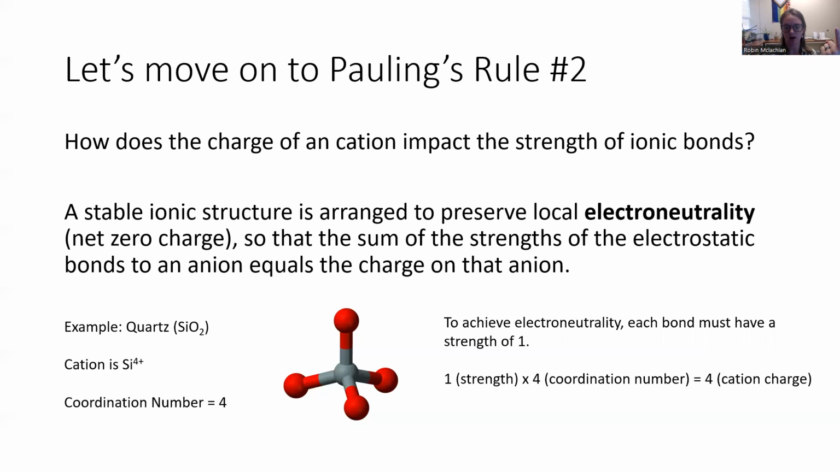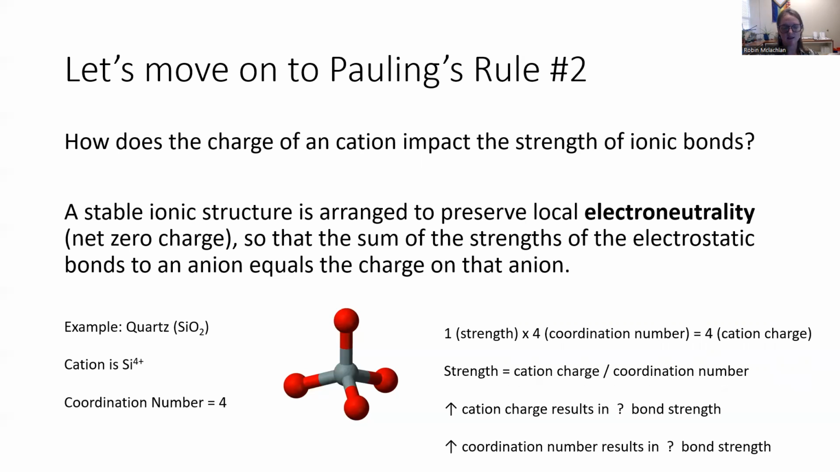So 1 bond strength times 4 anions. That coordination number equals the charge of the anion. To summarize, the strength of each bond equals the cation charge, which in this example is +4, divided by the coordination number, in this example 4. So we get a strength of 1 for each bond.